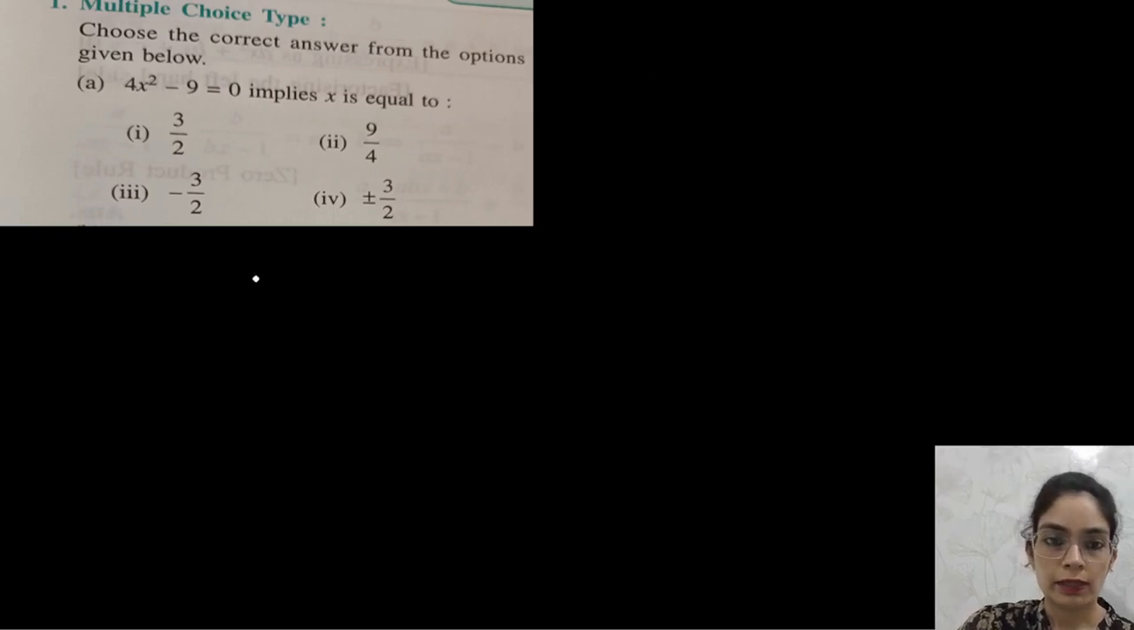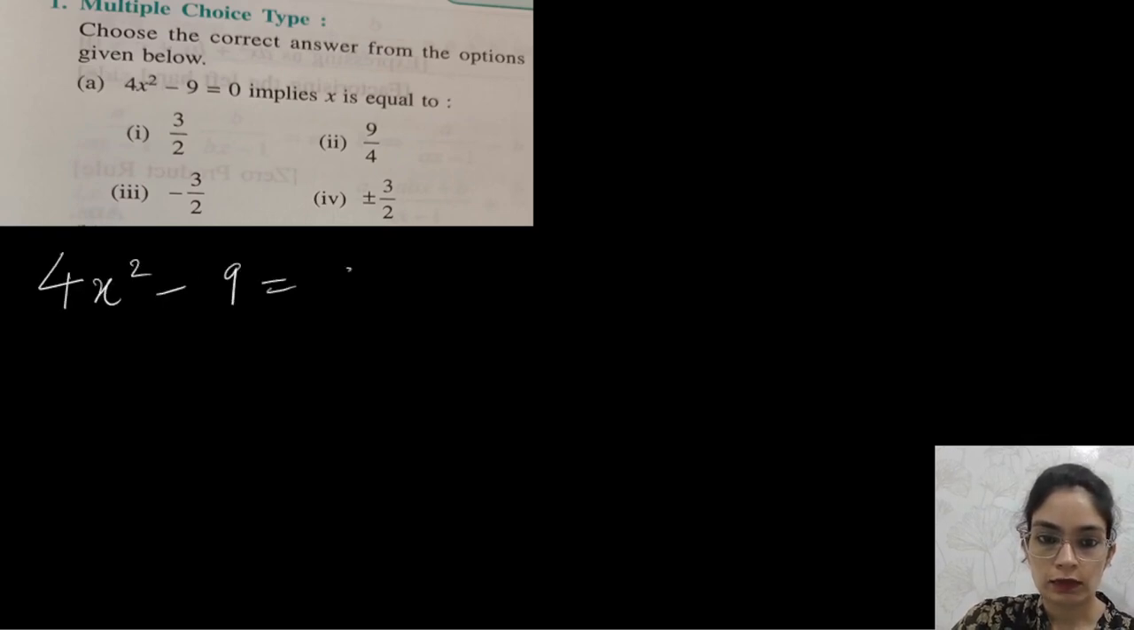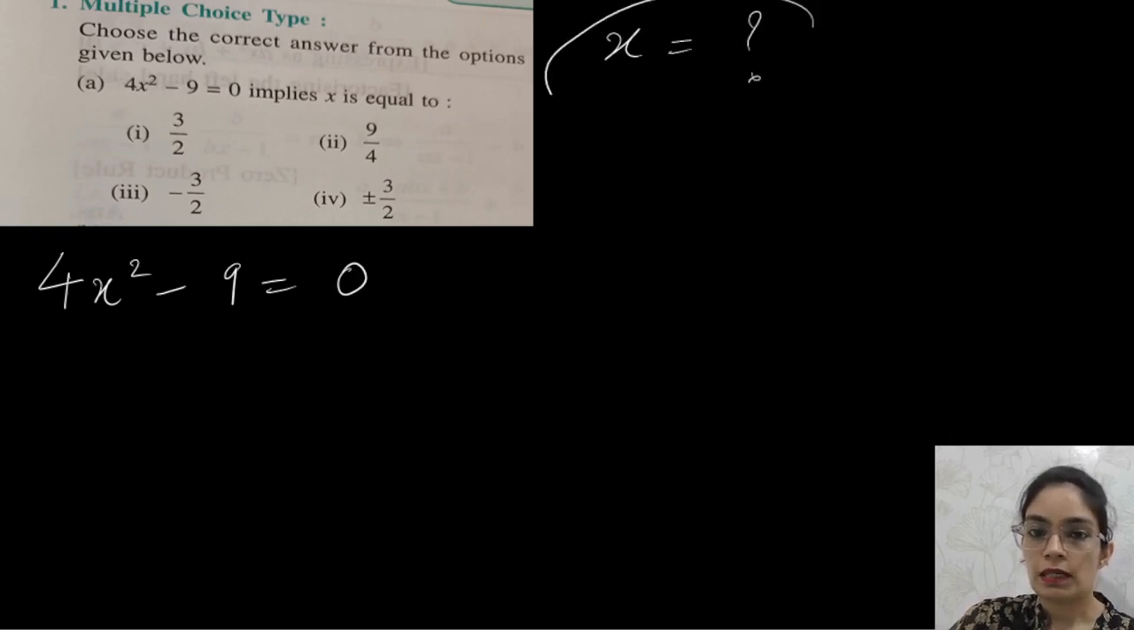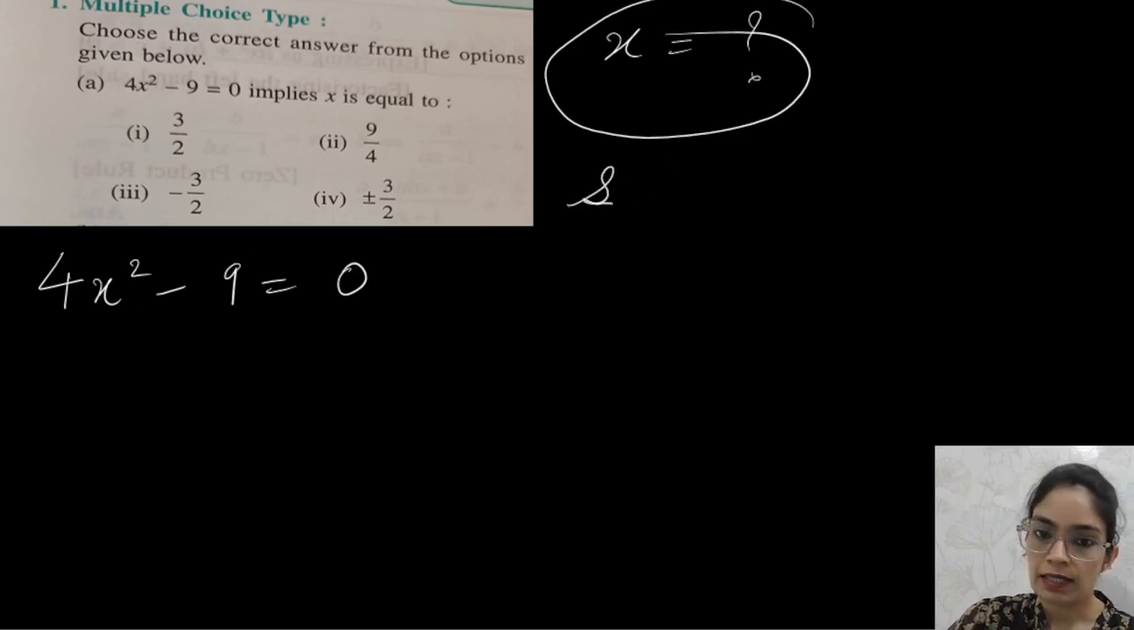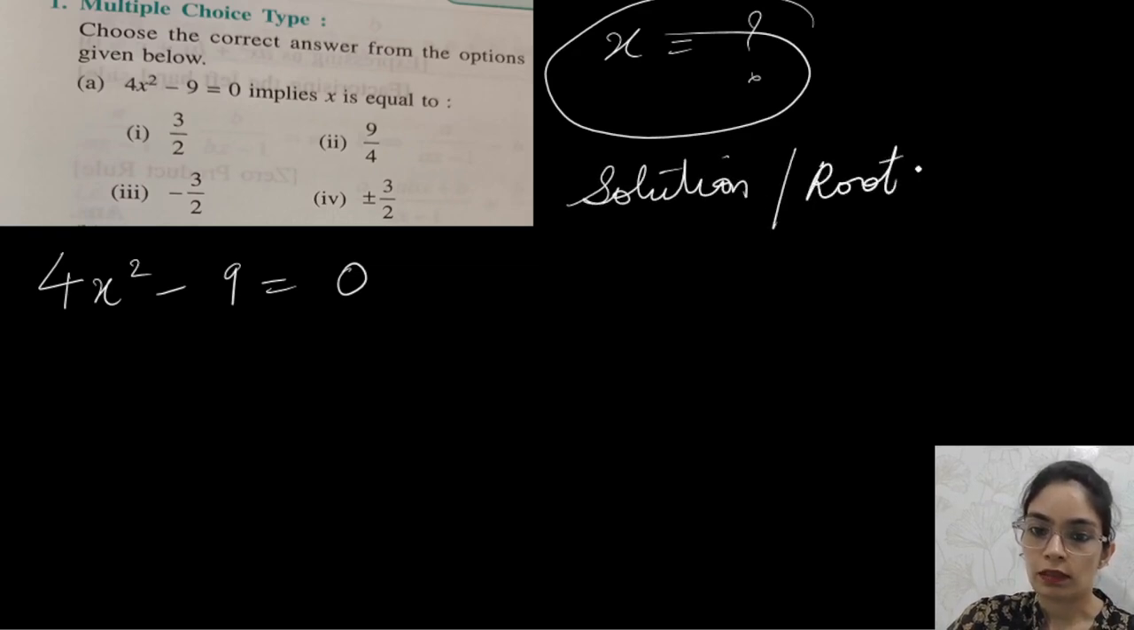I've already written the question. The first few questions are multiple choice questions. So let's start. The question says we have to choose the correct answer. This equation is given to us: 4x square minus 9 is equal to 0. So 4x square minus 9 equals 0 implies x is equal to what? That means we have to find the value of x, the given variable. That means we have to find the solution or root of this equation.